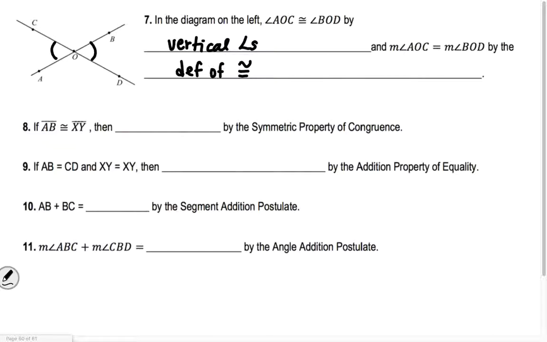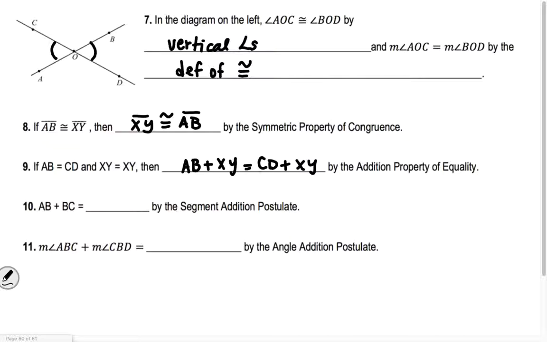All right, if AB is congruent to XY, then blank equals blank by the symmetric property. So let's see. Joseph, you got this one? Segment XY is congruent to segment AB. Perfect. Good job, guys. All right, AB equals CD and XY equals XY. Then what happens by the addition property of equality? Jada, any ideas? This is a weird one. It would be then AB plus XY equals CD plus XY. Perfect, yep. Do you guys see how you can add XY to both sides?